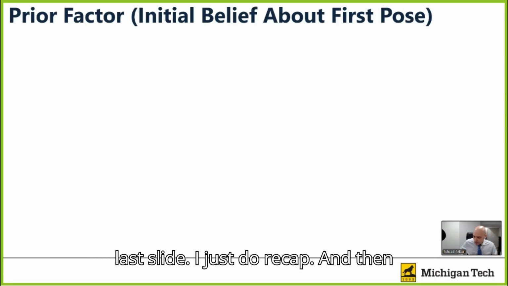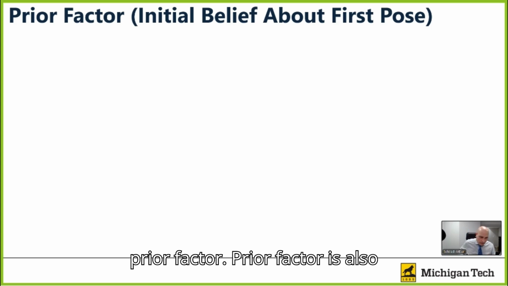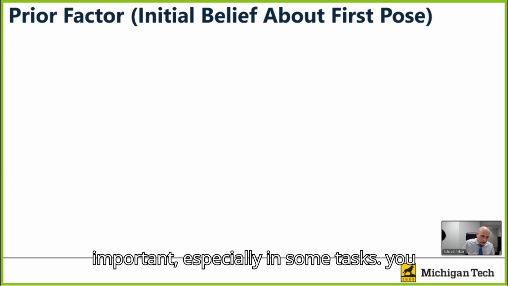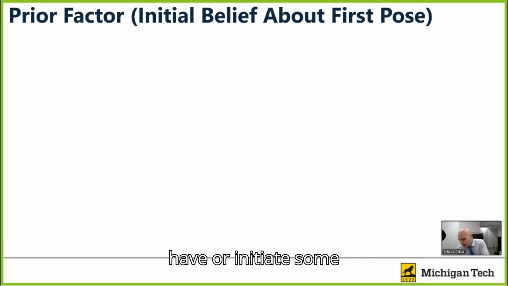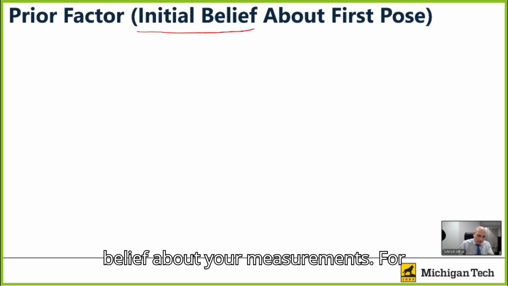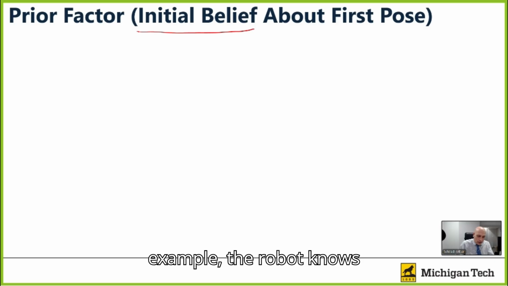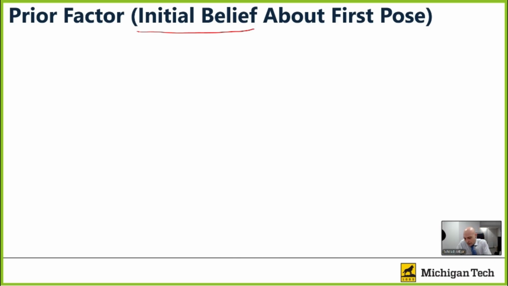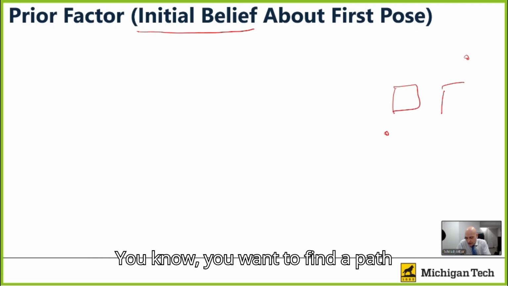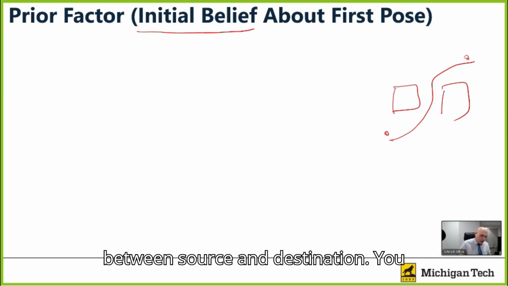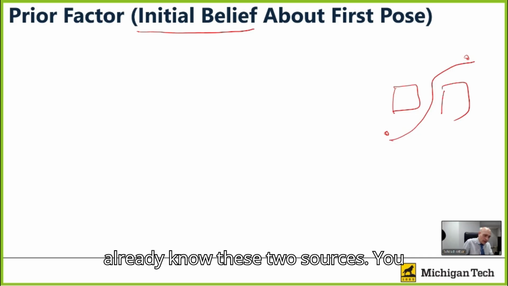I just did a recap. And then the prior factor. Prior factor is also important, especially in some tasks. You need to have or initiate some belief, for example, about your measurements. For example, the robot knows its initial position and destination, and you want to find a path. You want to find a path between source and destination. You already know these two.